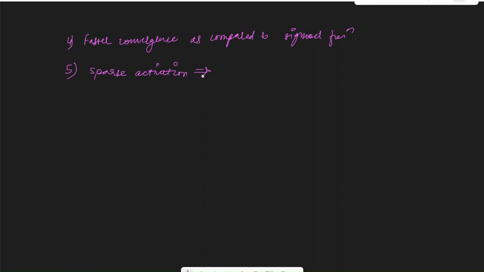Why sparse activation? Because when x is negative, the output is 0, and when the output is 0, this creates sparse activations in the neural network, because the output of those neurons would be equal to 0. And what sparse activation does is it helps in efficient and fast computations.